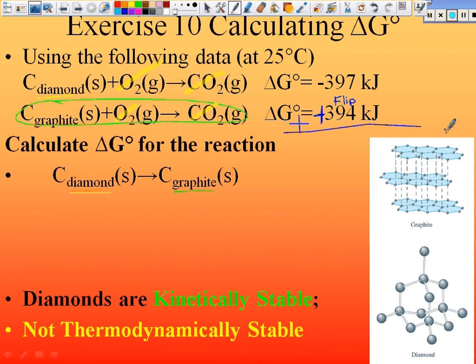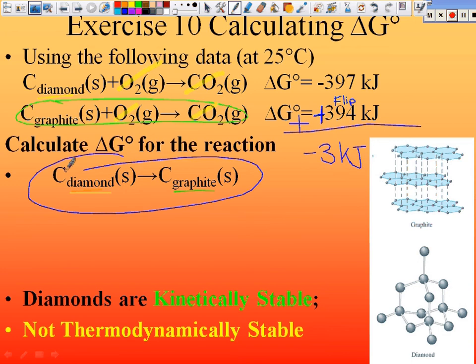So what is happening in our reaction? Diamond is going to, is it a positive or negative delta G? So is it thermodynamically favorable or not? It is. So over millions of years, diamond will eventually turn into what? Graphite. And vice versa. Now, how much energy would it take for diamond to do this?